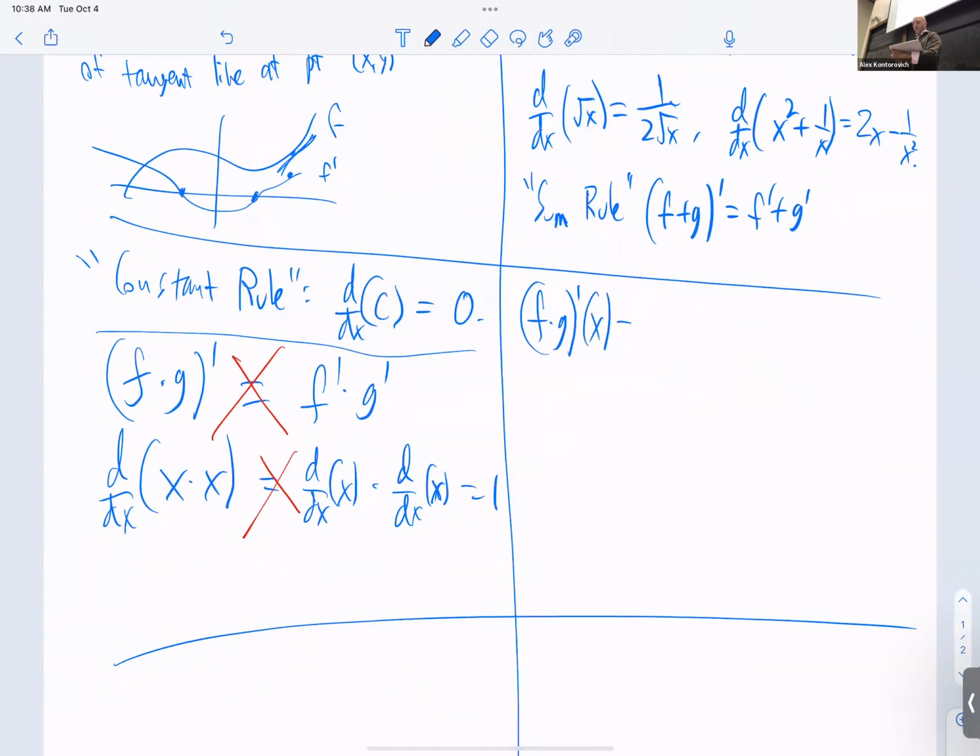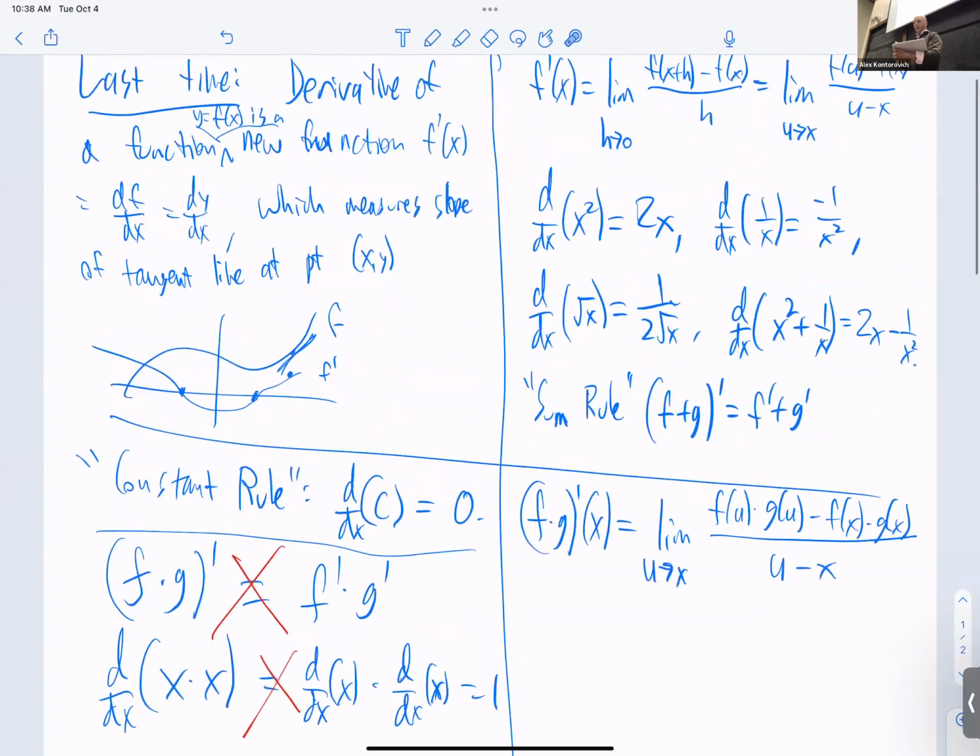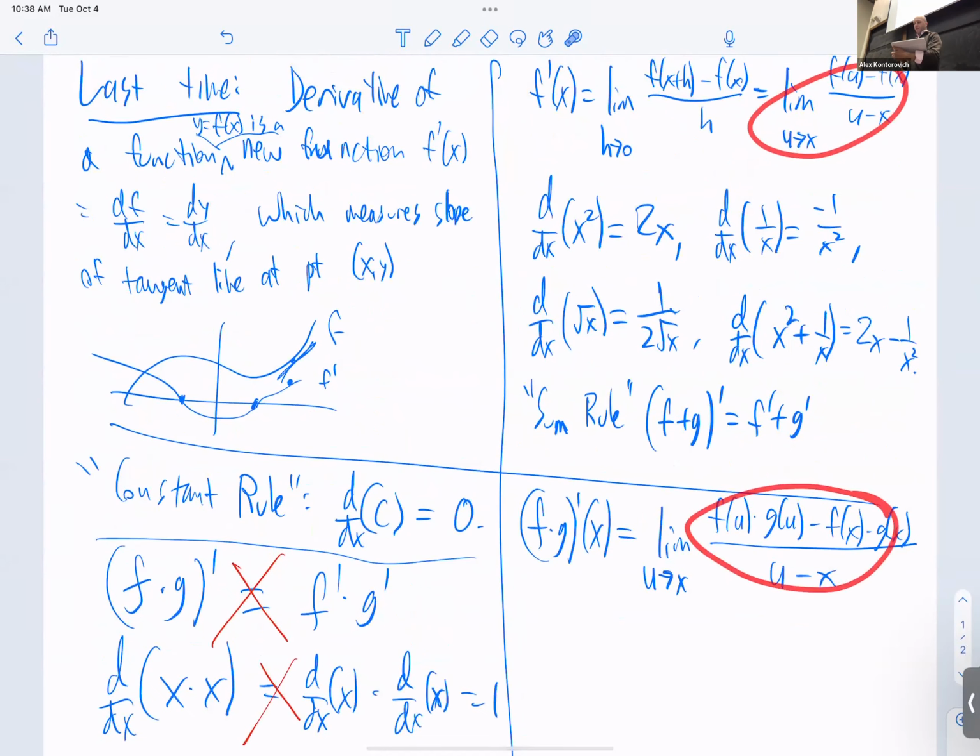So let's look at the derivative. We'll go back to the definition. It's the limit as u goes to x of f of u times g of u minus f of x times g of x. That's the numerator. The denominator is u minus x. Does that make sense? Everybody see why? I'm just following the definition of derivative, applying it to not f, but f times g.